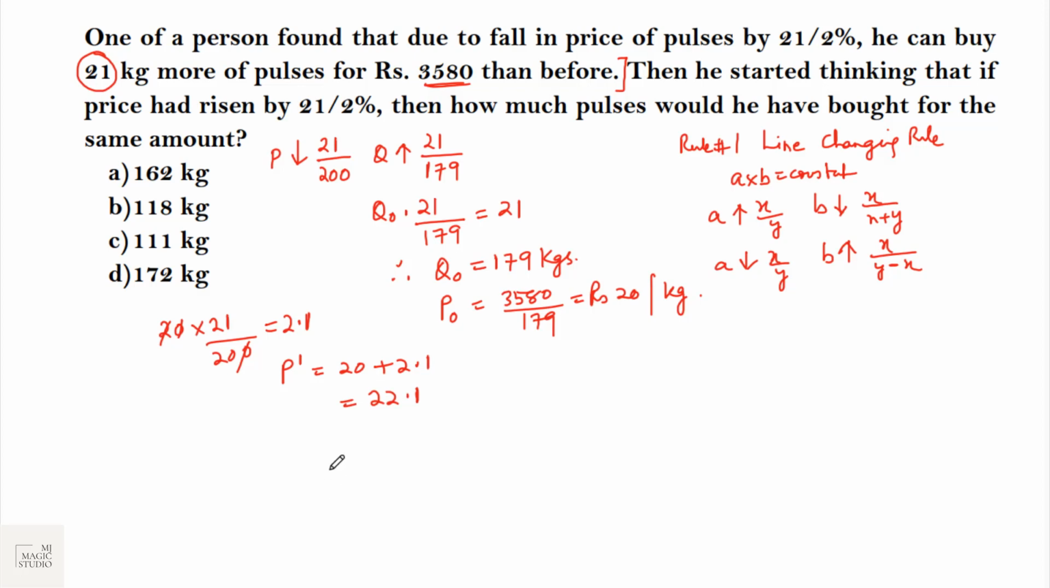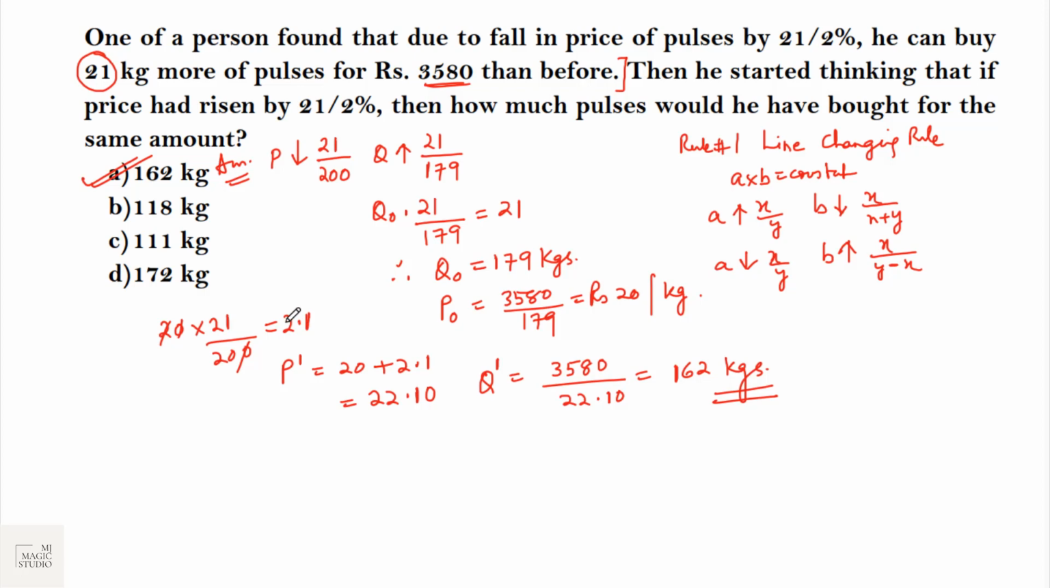Now he is thinking that if the new price is 22.10 rupees per kg, then how much pulses would he have bought for the same amount? Now we need to just find the new quantity he can purchase with 3580. New price is 22.10. We can use the on-screen calculator, drop down and just type in and find 3580 divided by 22.10 will give 162 kgs. Option A is the pick.